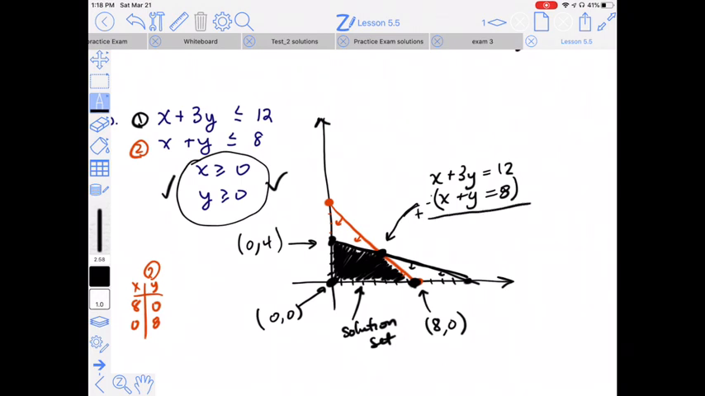If I multiply that bottom equation by -1, then x cancels. 3y minus y is 2y. Remember now that's a -8. So then 12 minus 8 is 4. So y equals 2. And if we take that bottom equation with y equals 2, you can say now that x plus 2 equals 8. So x equals 6. So the location of that point is (6, 2).